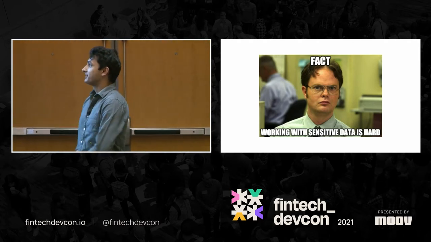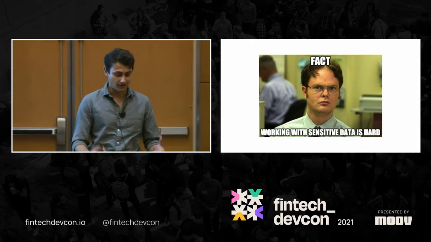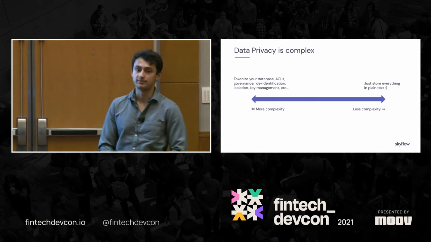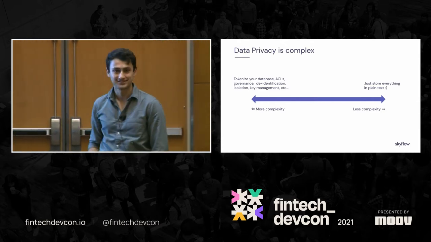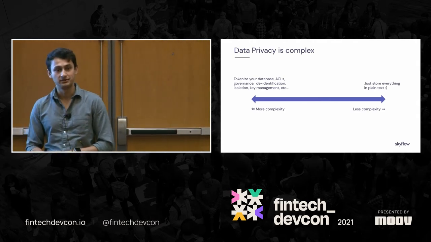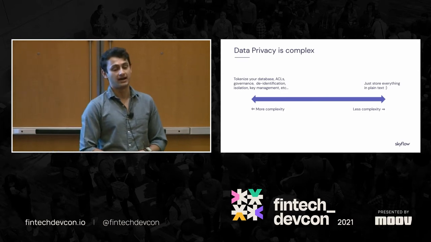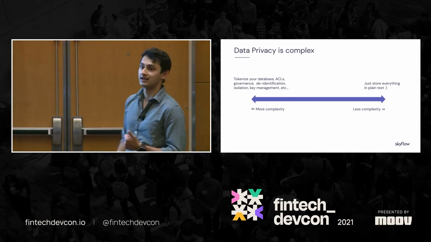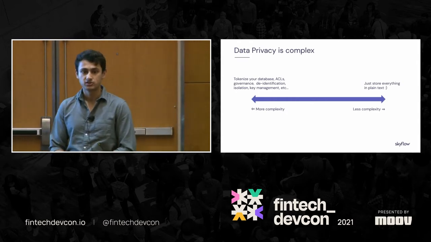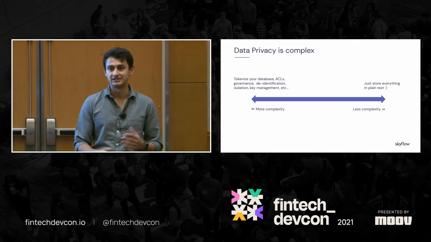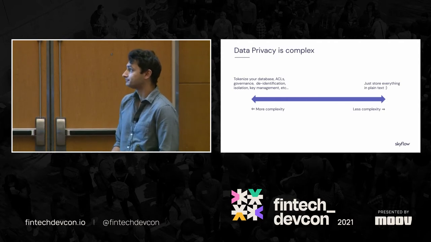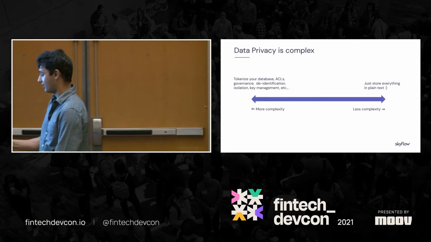So, in general, I think the point here is that working with sensitive data is hard. And it's very complex. There's two ends of the spectrum here. You can either just store everything in plain text, which is obviously the least complex. Don't do that. Or on the other side of the spectrum, you can maximize data privacy by tokenizing your database completely, right? Building your own governance systems, doing data de-identification, isolation, key management. And that's hard, right? That's a lot of different disciplines. You need a really established group of engineers. It's tough. And a lot of the times, teams will fall somewhere on this spectrum.